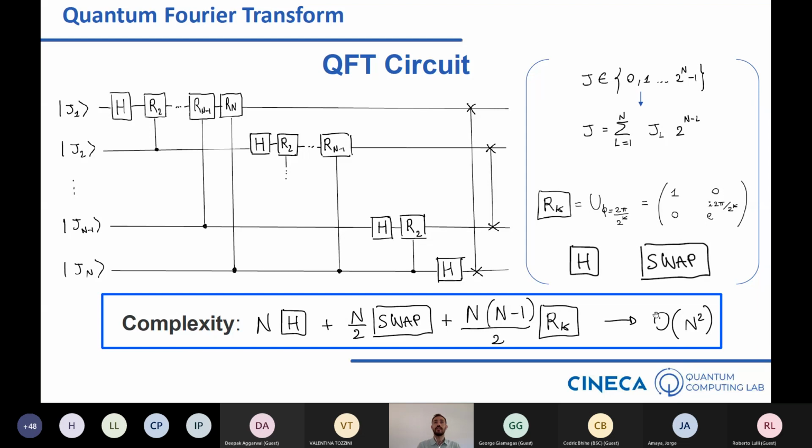The thing that I want you to understand is that you can compute this kind of state with just a polynomial number of gates.